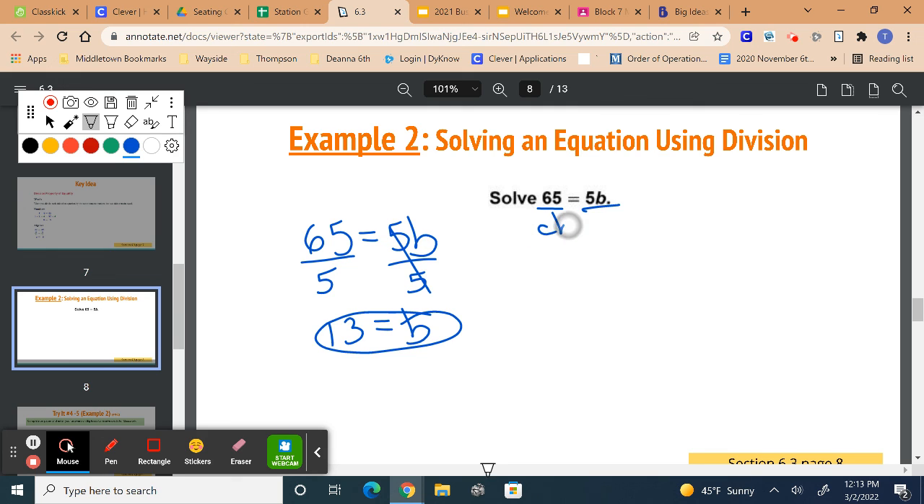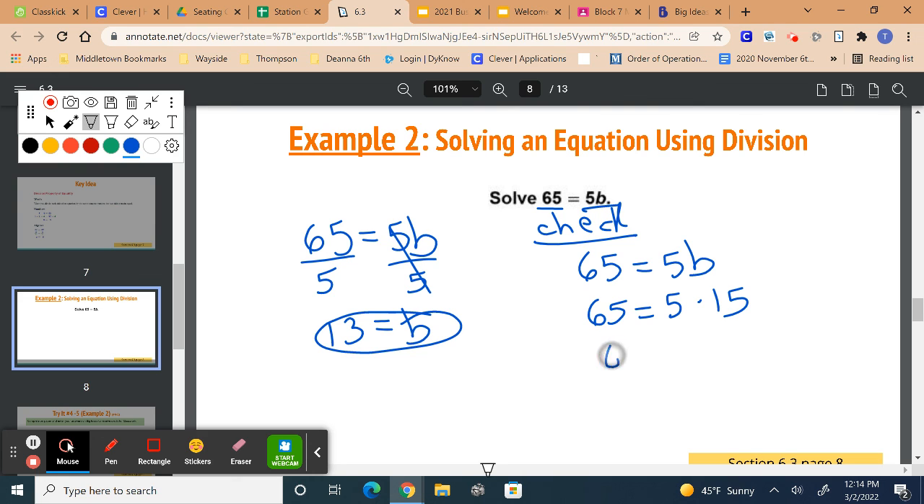All right, let's check. Especially since a lot of you said 15. So let's try that. We write 65 equals 5 times 15. Let's see what people are saying. What's 5 times 15? 75. What would I have found out? I would have found out this is false. So what would that have told me? That my variable was wrong and that it's not 15, it would be 13. Does that make sense? All right.